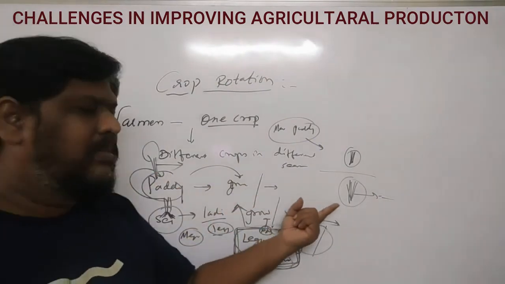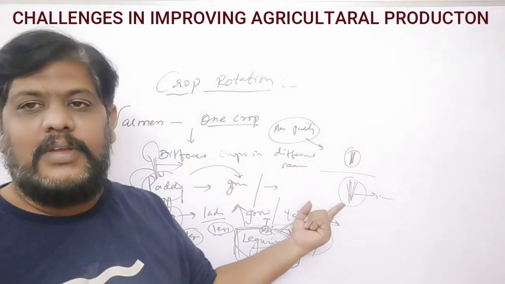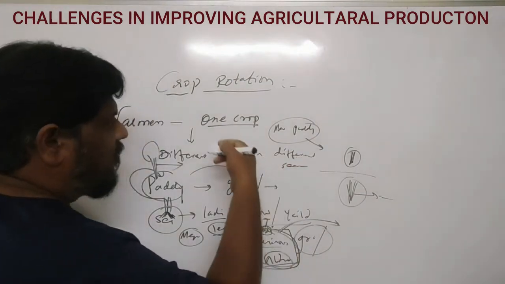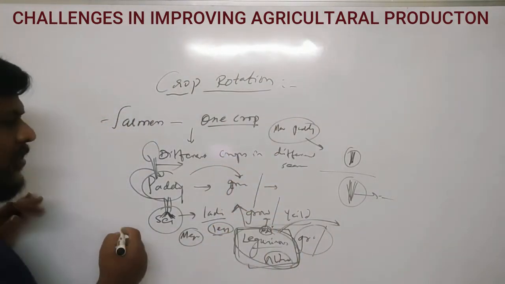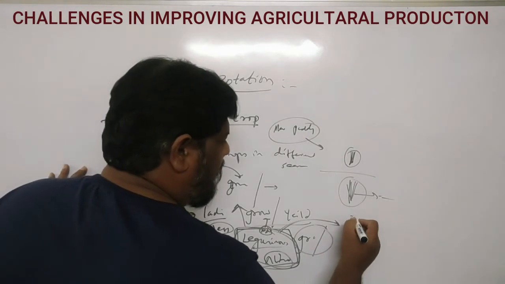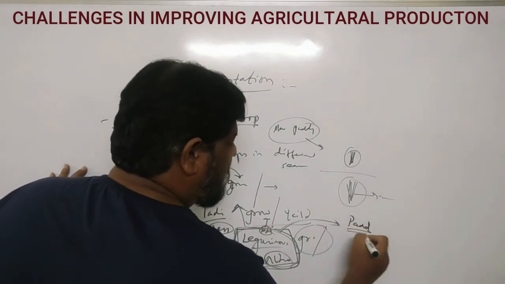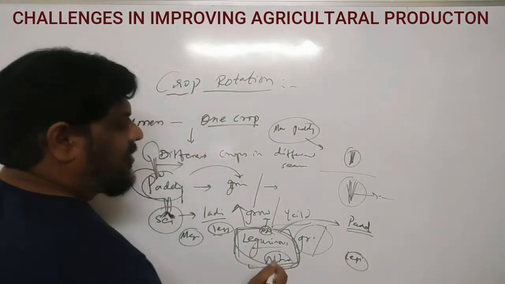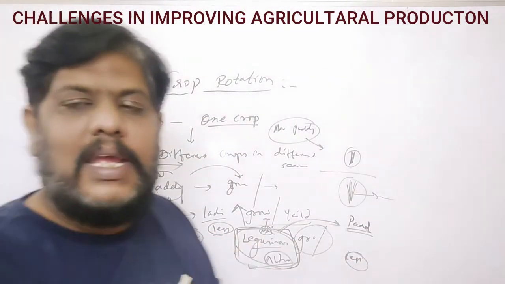So the yield will also be very, very less because of the lack of nutrients. Okay, children. So now, what is the use of this particular crop rotation method? In this season we are growing paddy, and next season we are growing leguminous plants. So ultimately, you need not add nitrogen again to the soil.